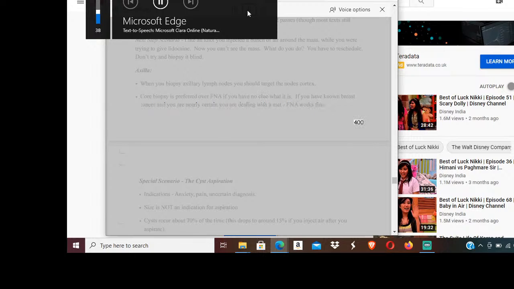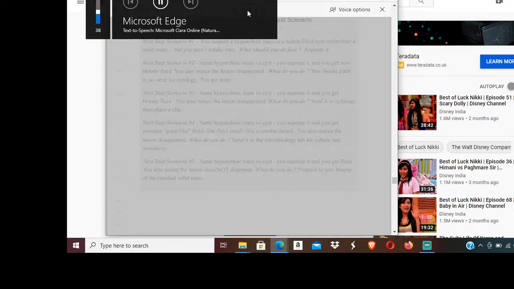Special scenario, the cyst aspiration. Indications: anxiety, pain, uncertain diagnosis. Size is not an indication for aspiration. Cysts recur about 70% of the time. This drops to around 15% if you inject air after you aspirate.